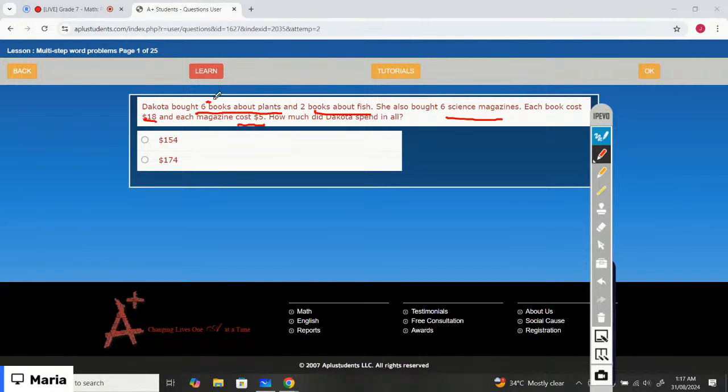So the total books she bought is 6 books and 2 books. So the total books is 6 plus 2, 8. Now each book cost $18. So first calculate the cost of books, right? That is 8 times 18. So 8 times 8 is 64. That is $144. She also bought 6 magazines.